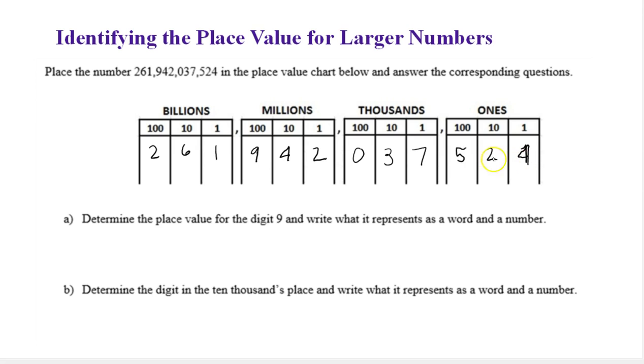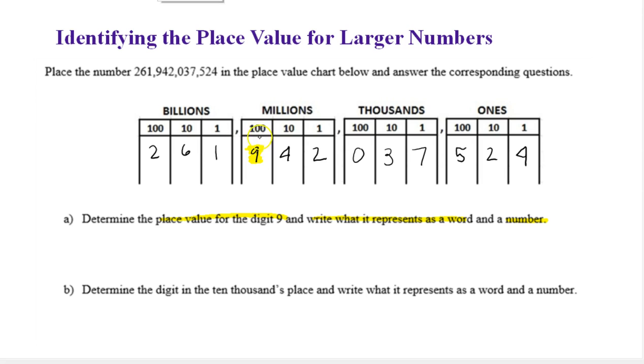So we've placed this in the chart. Now let's answer the associated questions. And it's good to have a highlighter ready so you could highlight important information. So we're asked to determine the place value for the digit 9, and then we want to write what it represents as a word and a number. So there's 3 things we're going to do here. So first, let's find the 9 in this number. So notice the 9 is located right here. And its place value, it's in the 100 millions column.